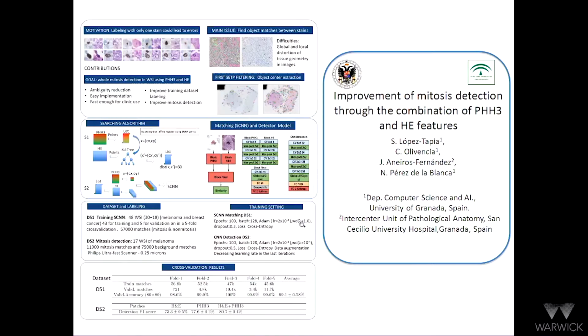I'm going to present this poster. This is also a collaboration with the Hospital San Cecilio in Granada.